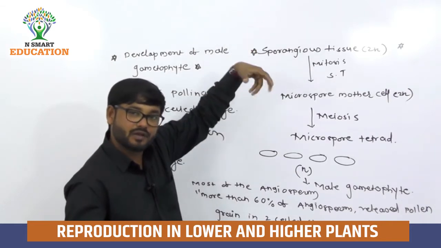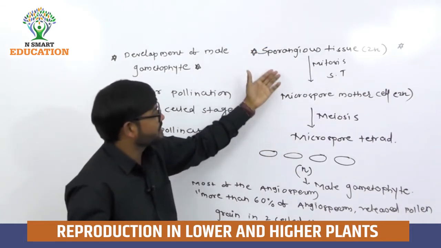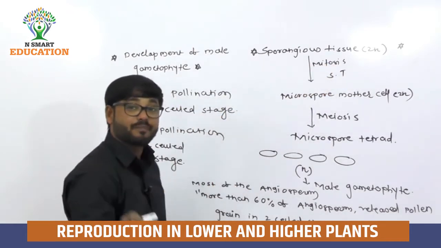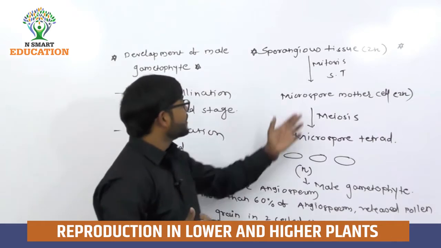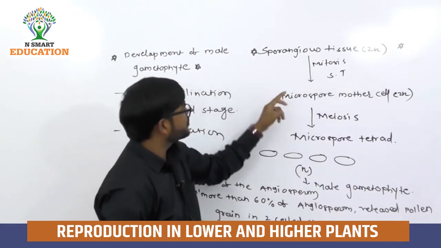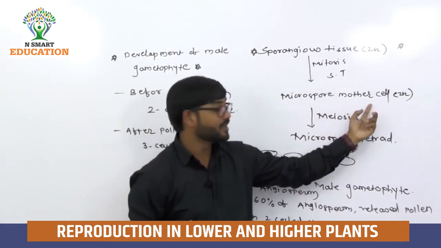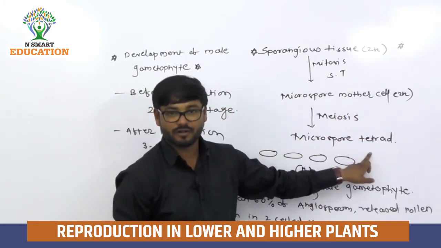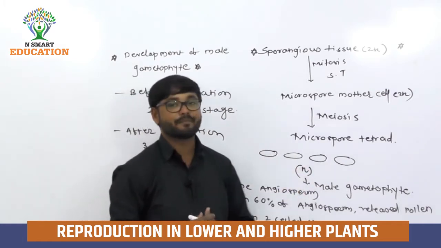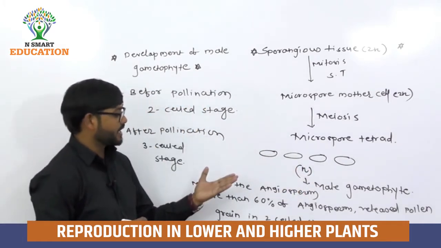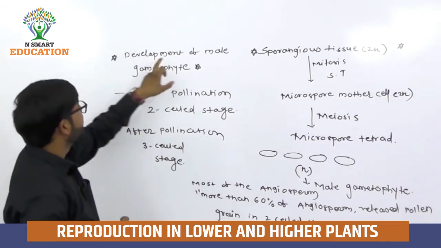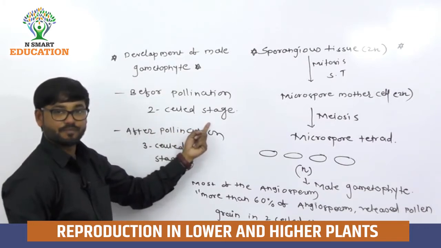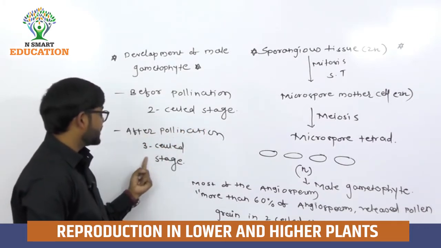Sporangious tissue is present in the pollen chamber, diploid in nature, after mitosis. Here it is very important: after mitosis, sporangious tissue is also formed. Then after mitosis the microspore mother cells are formed, diploid in nature. When meiosis happens, a microspore tetrad is formed, that is 4, and they are haploid in nature. Then inside these is the male gametophyte, and from here the development of male gametophyte happens: before pollination a 2 cell stage, and after pollination a 3 cell stage.